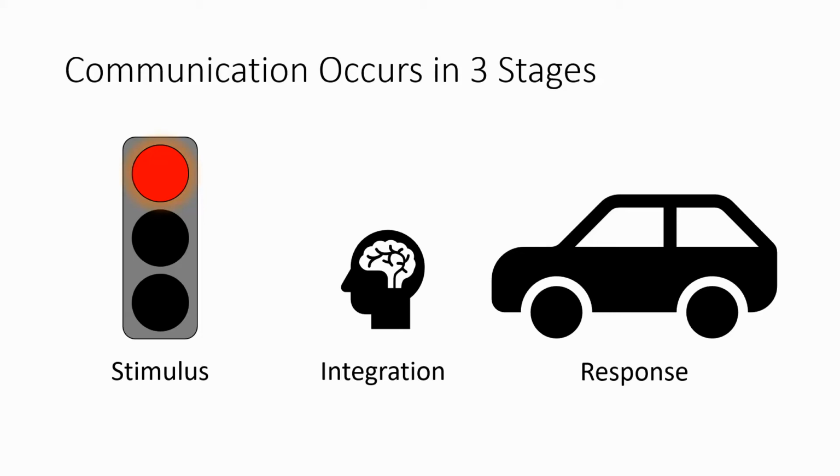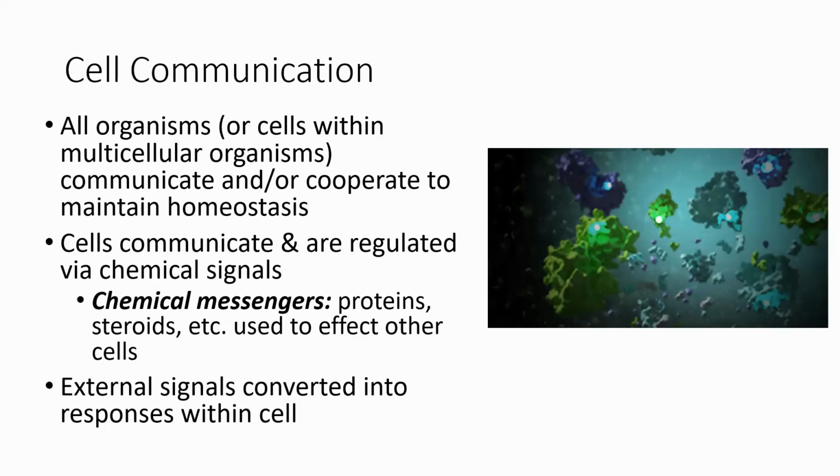We're going to look at this theme fairly regularly throughout much of what we're doing in this unit. We're going to look at what is the stimulus, where is it integrated, and what is the response. So cell communication happens on multiple levels. Organisms that are unicellular can react to their environment and to nearby organisms through these cell communication molecules, and multicellular organisms have communication between their individual cells through these same mechanisms.